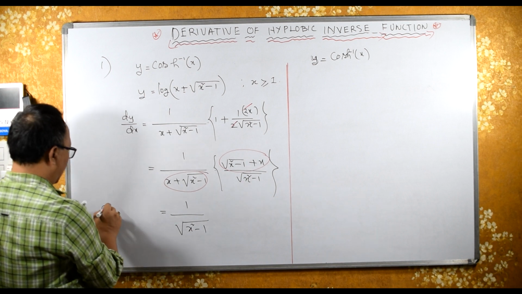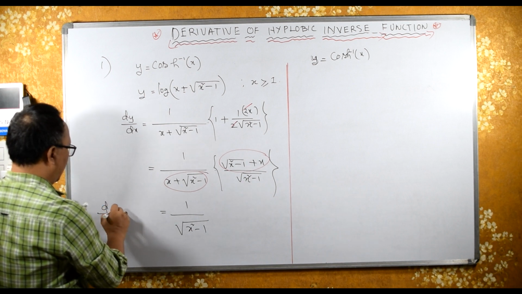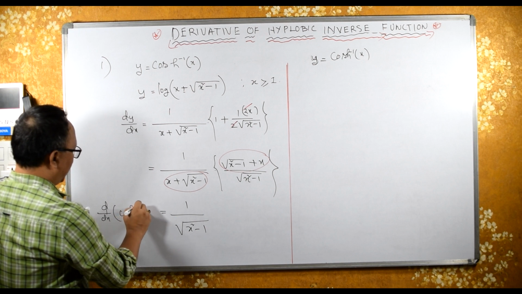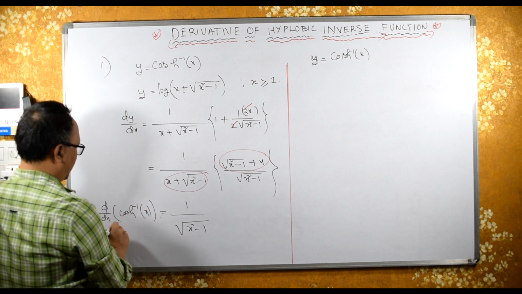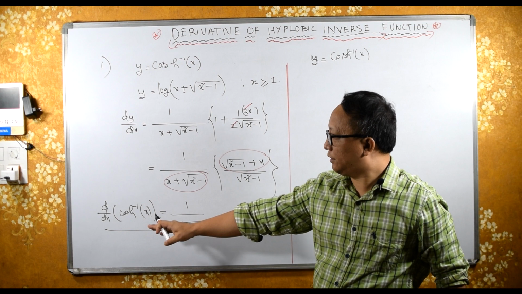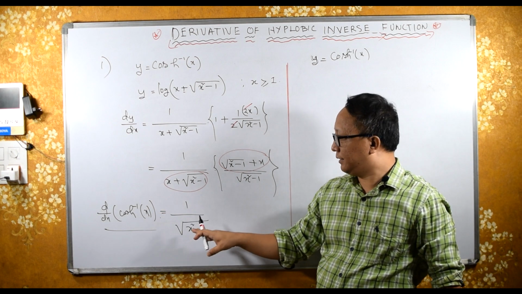This is d by dx of cosh inverse x. Now the differentiation of cosh inverse x is this.